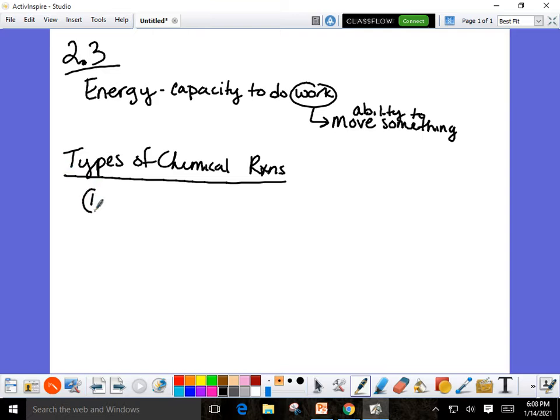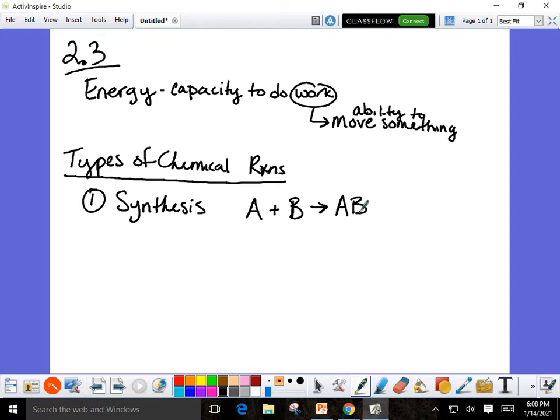So the first type of reaction that can occur in the body or in general is called a synthesis reaction. Okay, synthesis is just a fancy term for making something. In a synthesis reaction, essentially what you have is you take two molecules that we're going to call A and B, and you join them together to make one molecule.